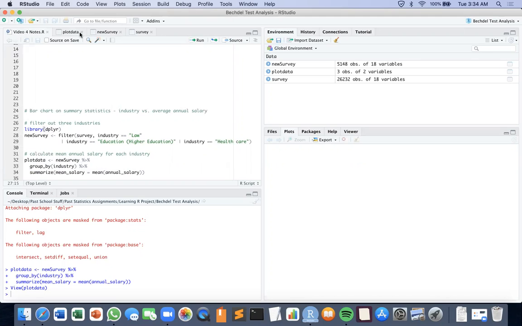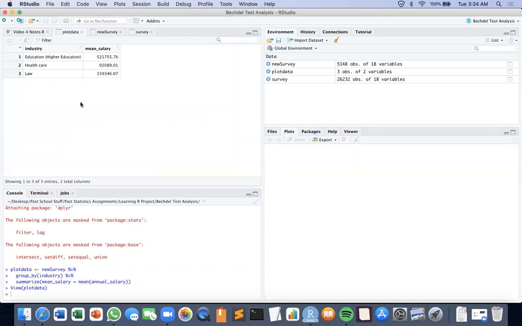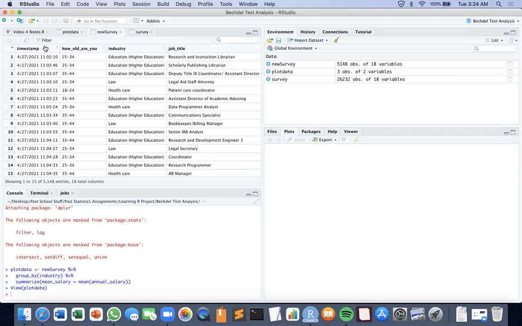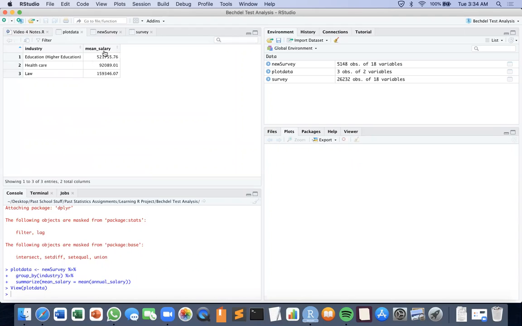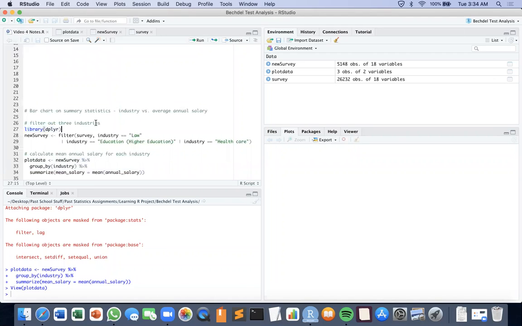Things are working now. And now we have what I was intending to get, which is 3 summary statistics, 1 for each industry, because we remember first we filtered out all but 3 of the industries, and then we found the mean summary statistics for salary.